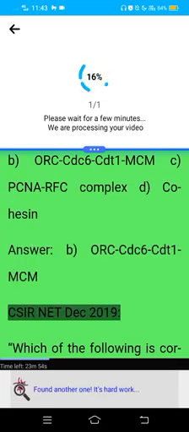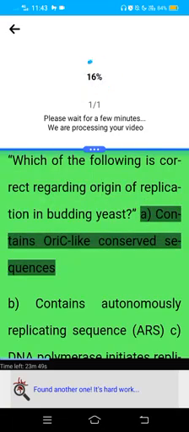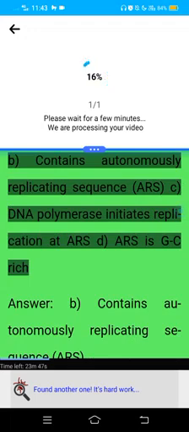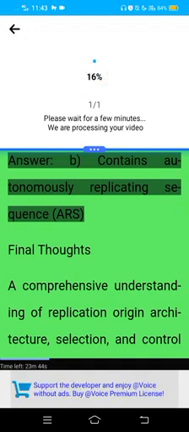CSIR-NET December 2019. Which of the following is correct regarding origin of replication in budding yeast? A. Contains oriC-like conserved sequences. B. Contains autonomously replicating sequences, ARS. C. DNA polymerase initiates replication at ARS. D. ARS is GC rich. Answer: B. Contains autonomously replicating sequence, ARS.